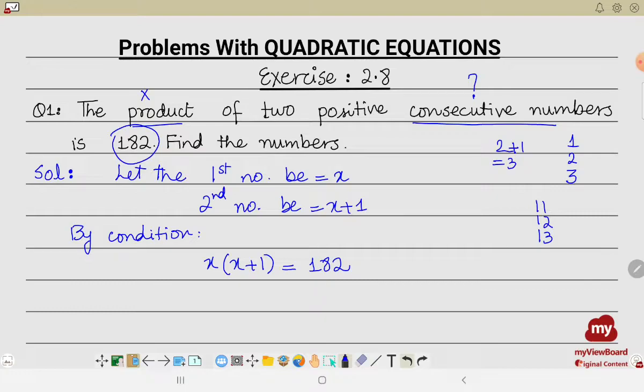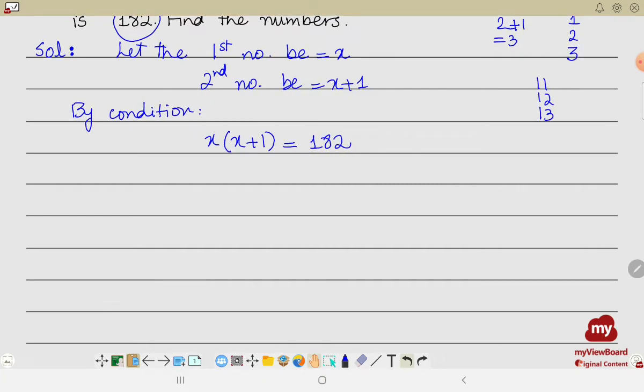Now we are going to solve the equation and find the value of x. How are we going to solve it? We'll just open up the bracket. x into x is x square plus x, and 182 will move to the other side, becoming minus 182. We'll break down the middle term. If we factorize 182, we'll get 14 and 13. And if we subtract 13 from 14, we'll get plus 1. So this is how we are supposed to break it.